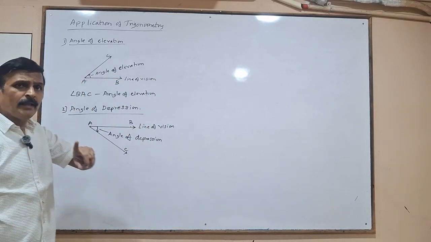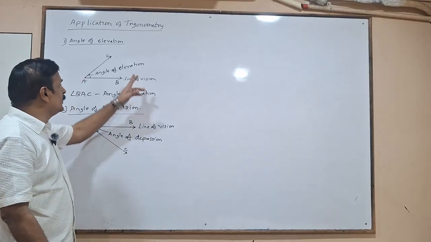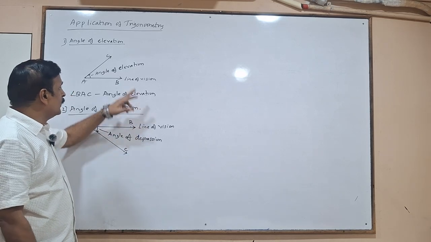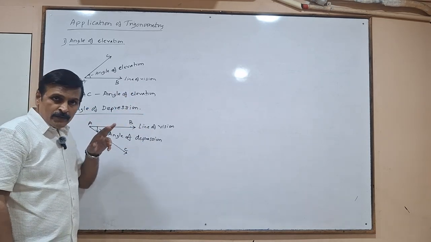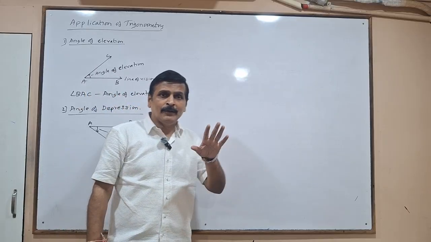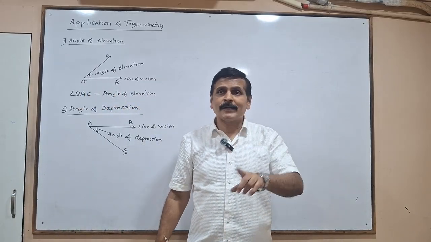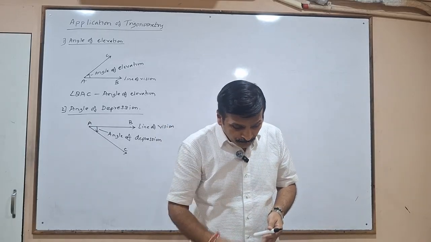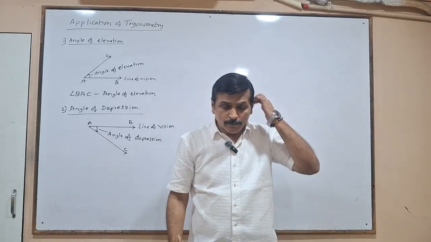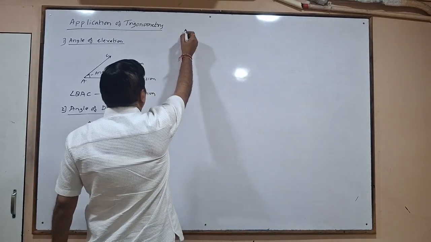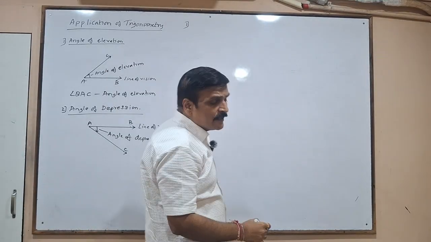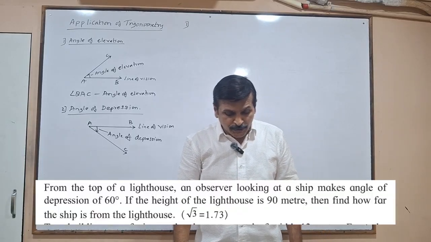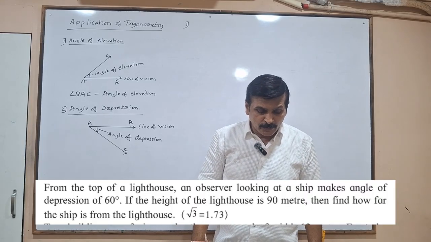Now very importantly, please remember both these angles formed are with respect to line of vision. So when you mark an angle and draw a figure, you have to mark it with respect to line of vision. Okay. Now let us go for the problem. The first one. The question says, from the top of a lighthouse, an observer looking at the ship makes angle of depression of 60 degree.